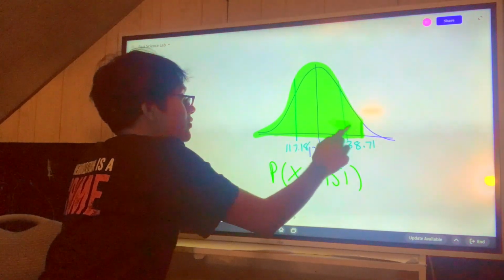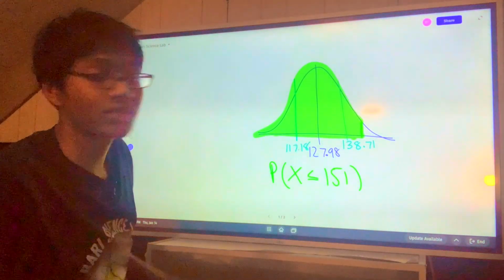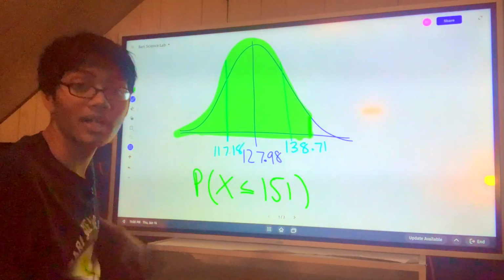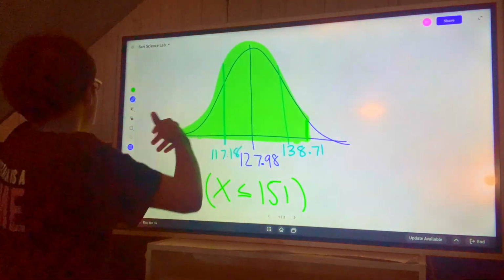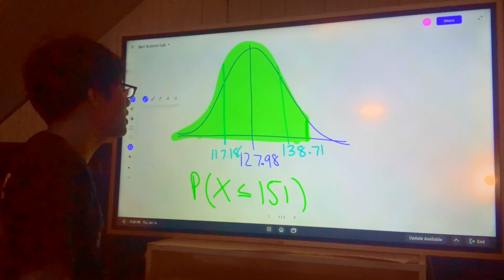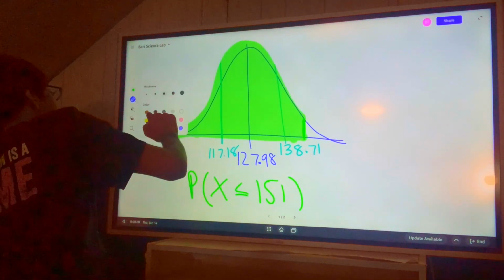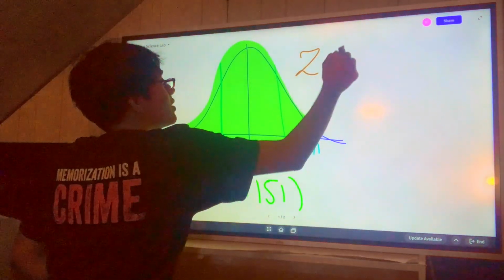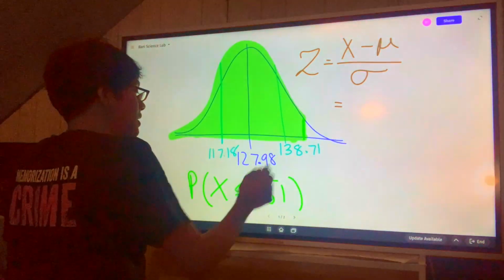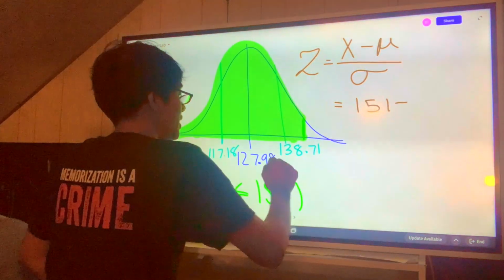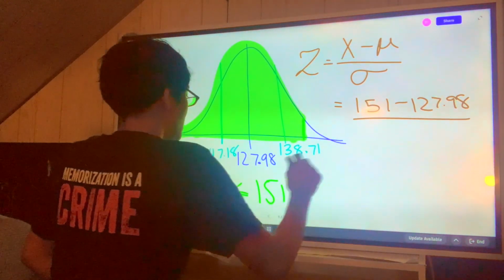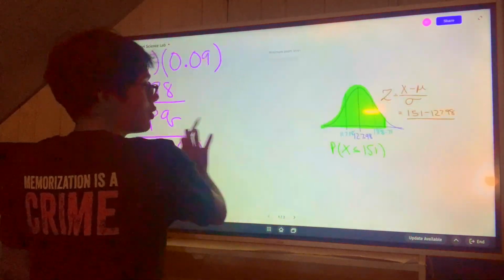Well, whenever you're tasked with finding the area in a normal distribution, what should you think about? You should think about the z-score, right? Z-score is what makes standard deviations and normal distributions work. So let's go ahead and find the z-score of 151 here. Hopefully you remember that the z-score is given by your data value minus your mean over your standard deviation. What's our data value? 151. What's our mean? 127.98. What's our standard deviation? It's going to be 10.79.